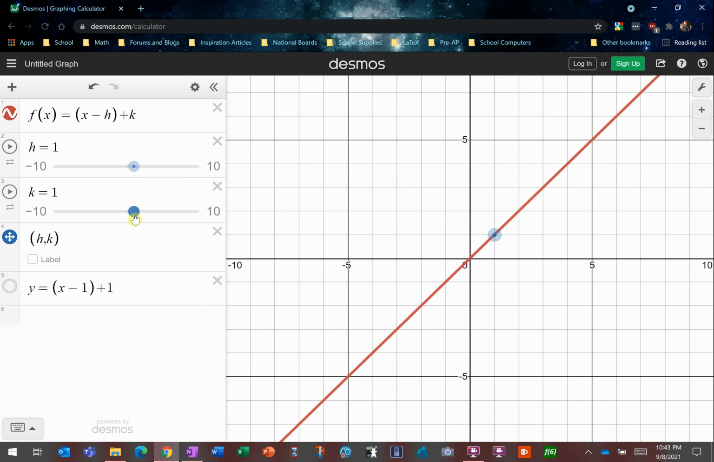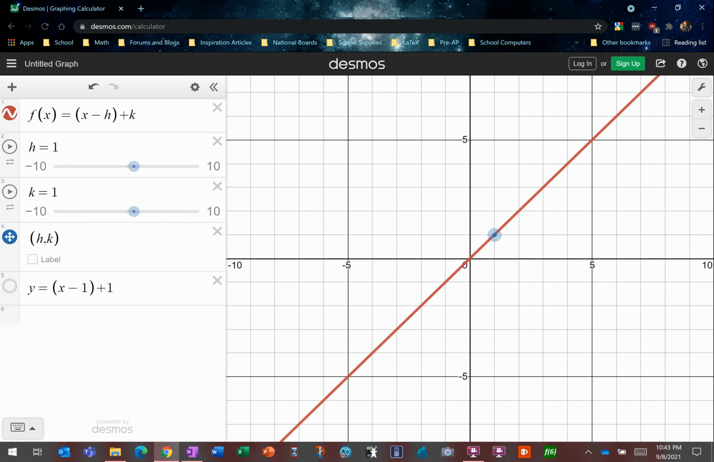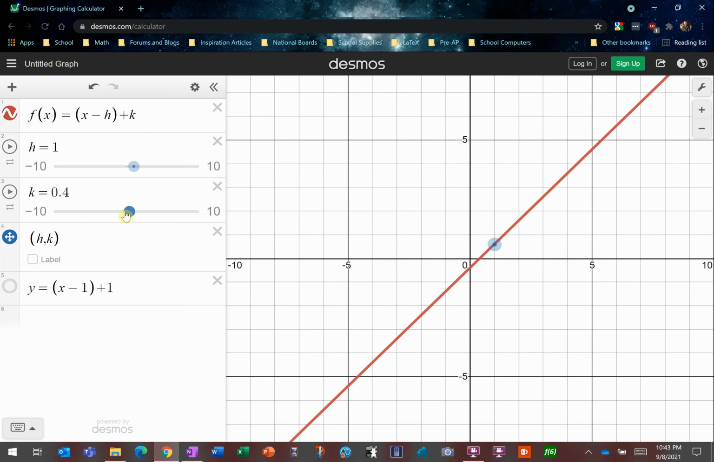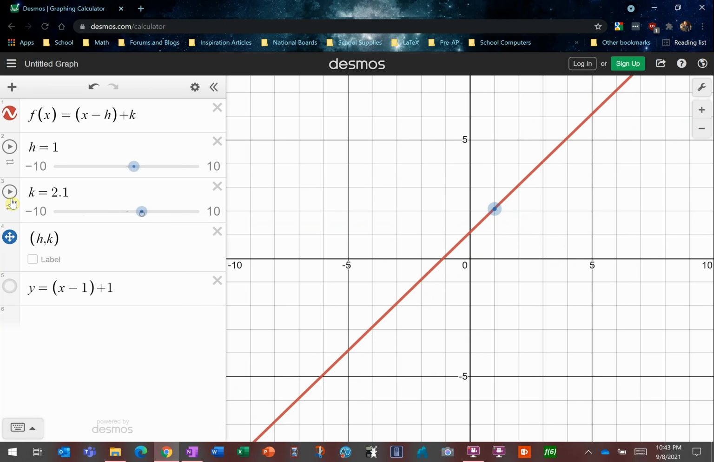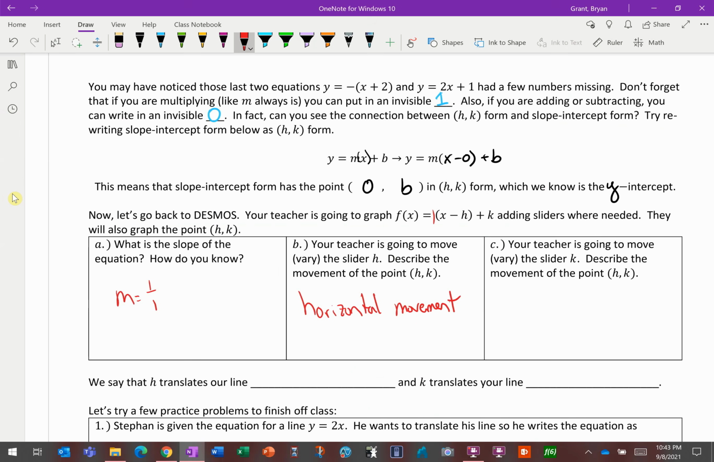There's that 1. And move k. K is at the end, but we saw earlier that in slope-intercept form b is just like k. It's sitting on the outside, and b moved our graph vertically. Let's see if that's still the case. Oh, there we go. As I move this, it moves our graph vertically. I can even hit play, and we can see this move up and down here. All right. So now we have two controls to our movement. H controls the horizontal movement, and k controls the vertical movement.